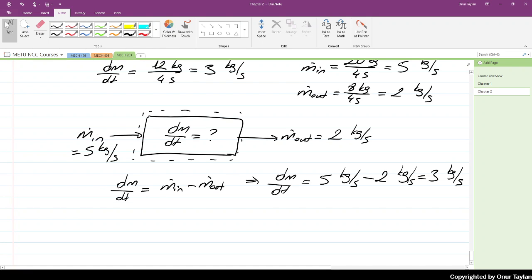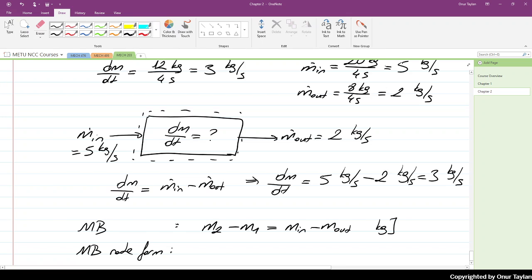In short, let me try to summarize the mass balance, and we have mass balance in the rate form. The change of mass is equal to m in minus m out. All the units are once again in kilograms. In the rate form, it is going to be dm by dt is equal to m dot in minus m dot out. So we put dots, and the units are kilograms per second.